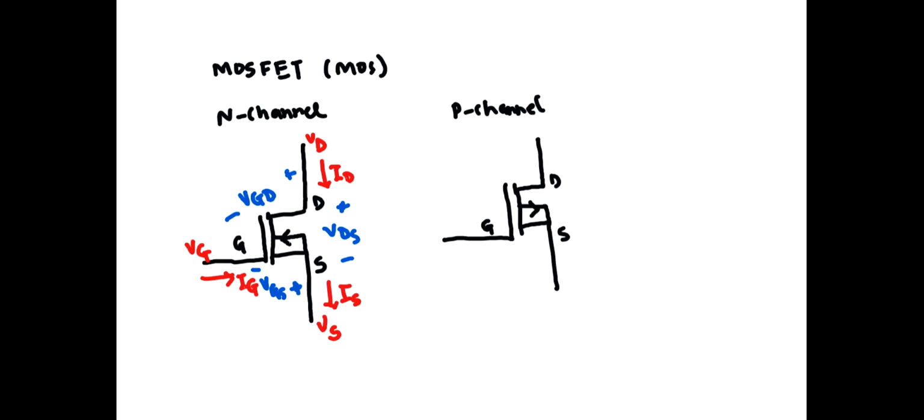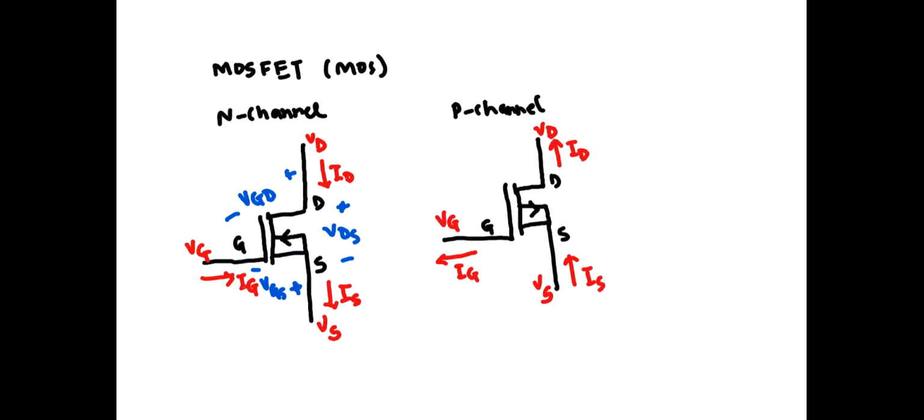Let us draw the direction of the currents. The drain current will be drawn like this. The source current will be drawn like this. And the gate current will be drawn like this. With the voltages like this, where VD is the drain voltage, VS is the source voltage, and VG is the gate voltage. Now, how about the voltage drops?